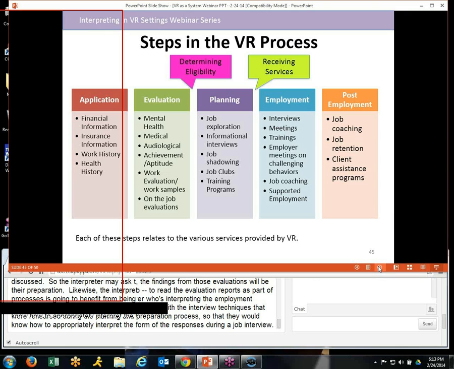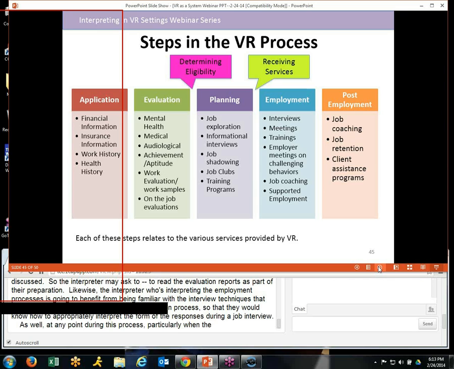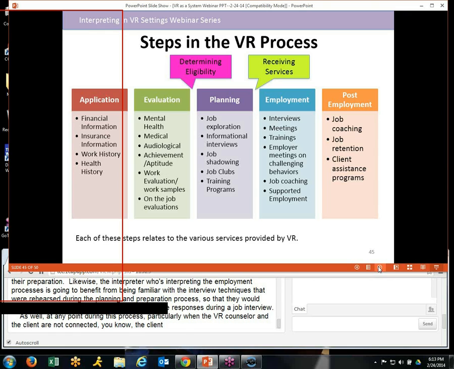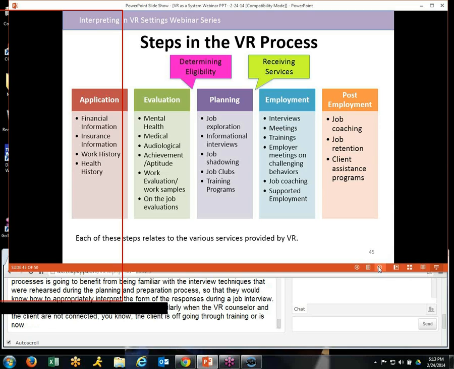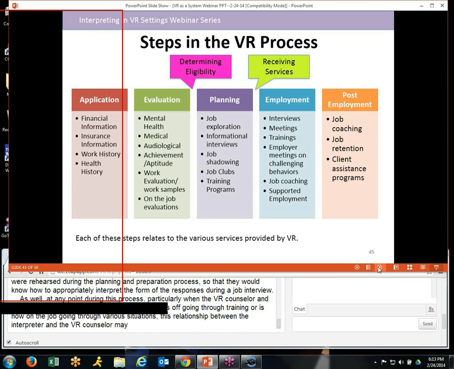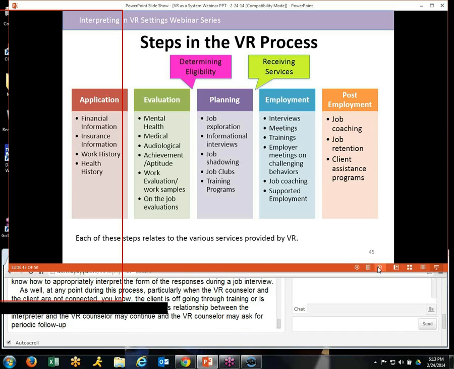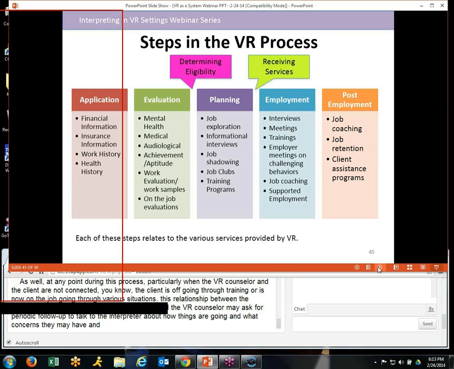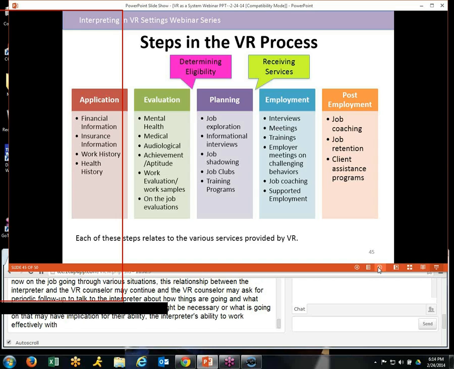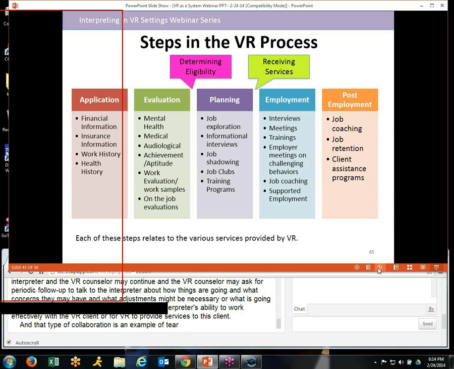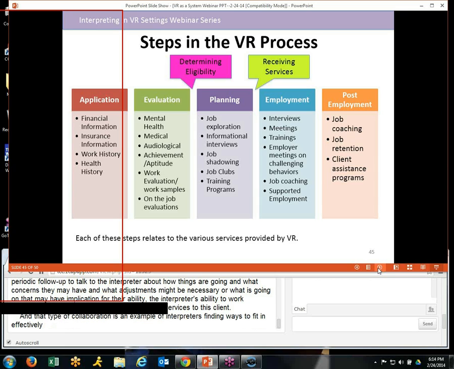As well, at any point during this process, particularly when the VR counselor and the client are not connected, the client is off going through training or is now on the job going through various situations, this relationship between the interpreter and the VR counselor may continue. And the VR counselor may ask for periodic follow-up to talk to the interpreter about how things are going and what concerns they may have and what adjustments might be necessary or what is going on that may have implication for the interpreter's ability to work effectively with the VR client or for VR to provide services to this client. And that type of collaboration is an example of interpreters finding ways to fit in effectively in a collaborative manner with the system.